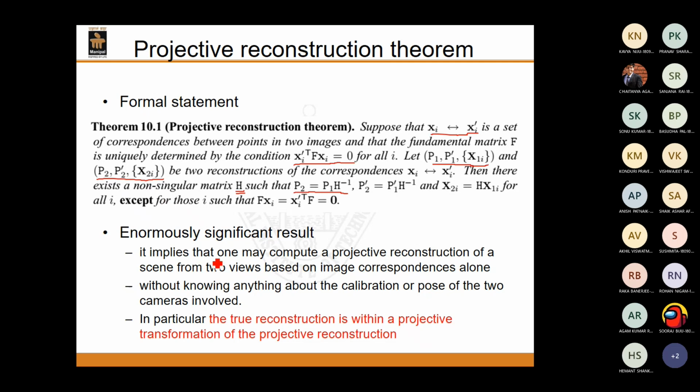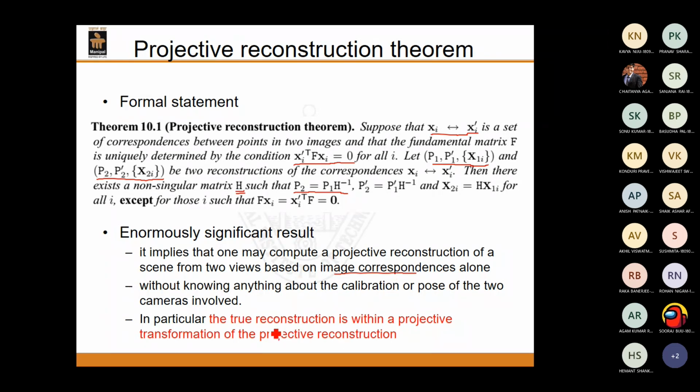So it implies that one may compute a projective reconstruction of a scene from two views based on image correspondences alone. Just using image correspondences, and without knowing any of the camera calibration parameters, you would be able to reconstruct scenes. And those scenes which you are able to reconstruct are related with each other using a projective transformation.